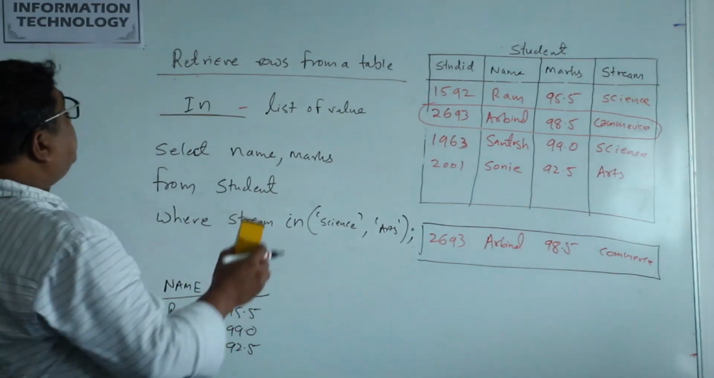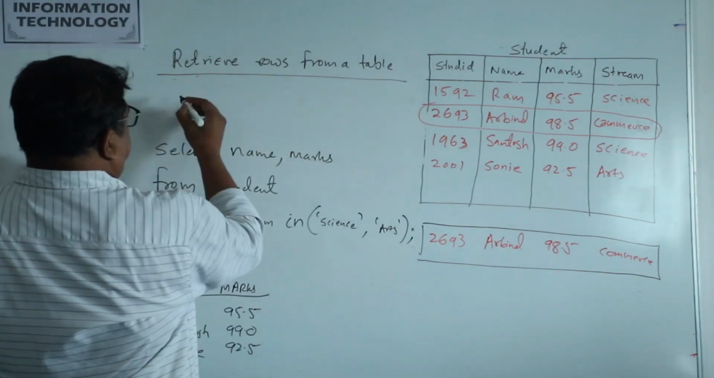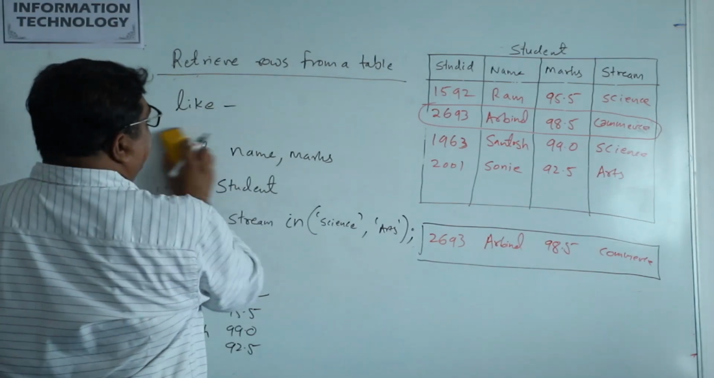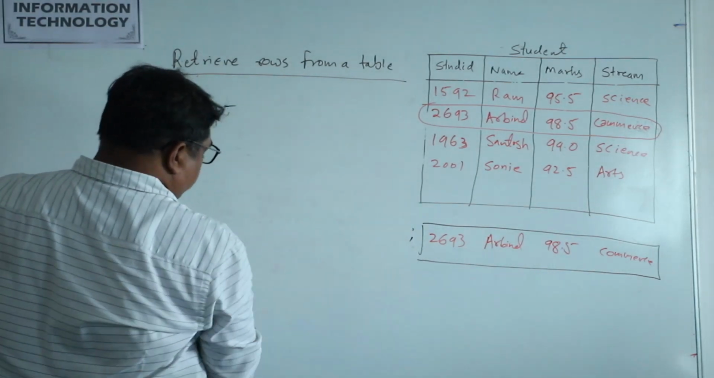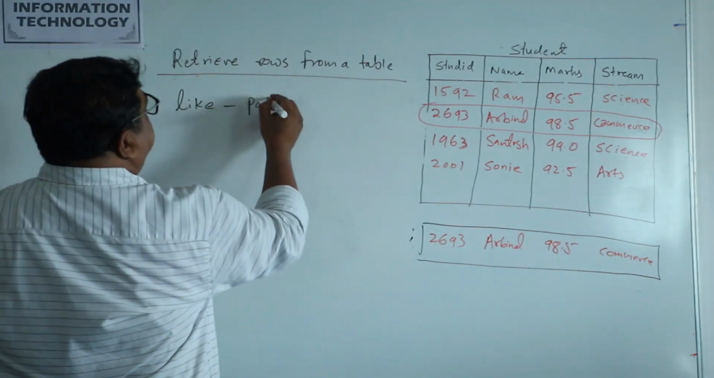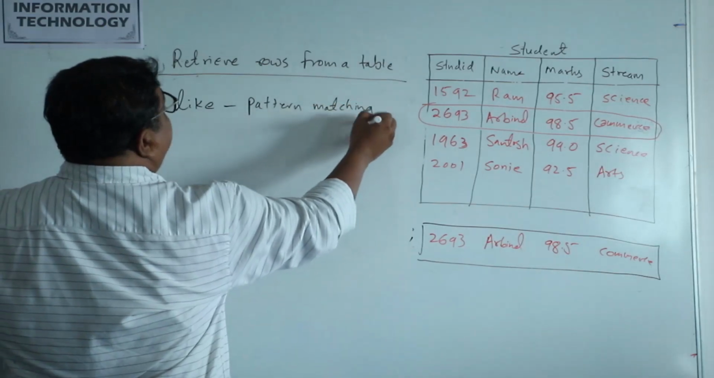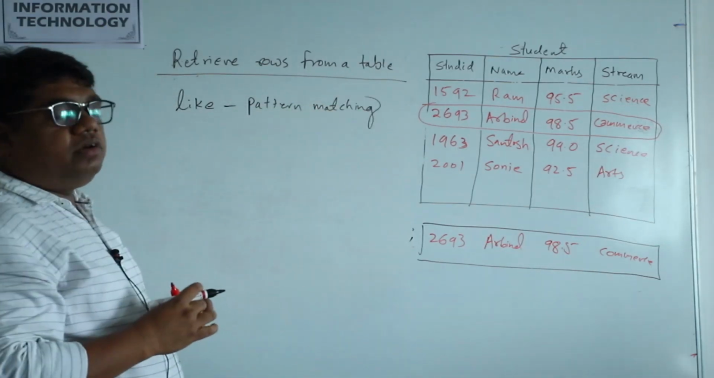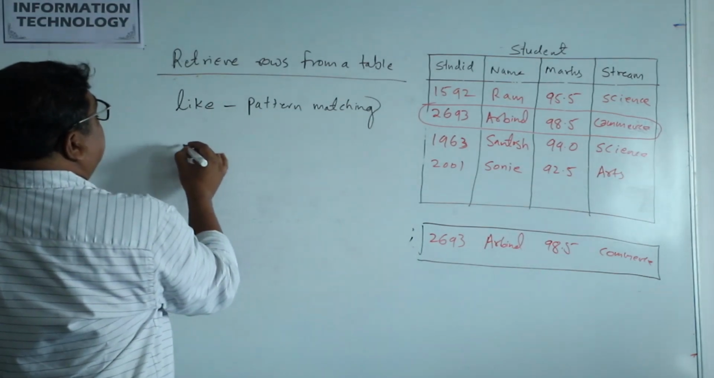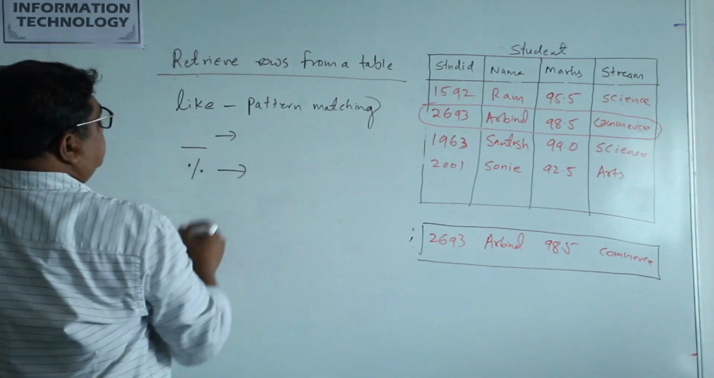Next, after in we will study the like operator. It is also a special operator. And what is this like operator? It is used for pattern matching, and we use wildcards. And what are the wildcards? Wildcards are underscore and percentage.